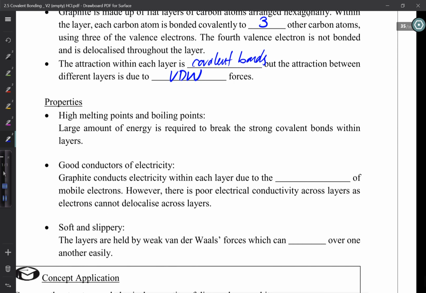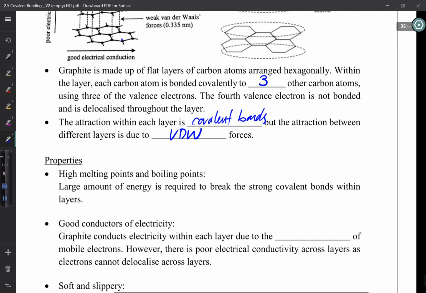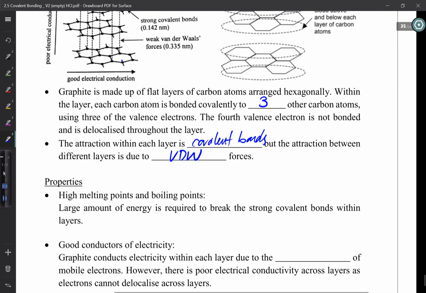So, some properties, this is just some interesting fact. You can go and flex to your friends. You can first ask them, do you know how to draw the structure of graphite? You purposely let him draw a wrong one, then you correct him. You say, my tutor said this. You don't know, right? Then go and attend his class.